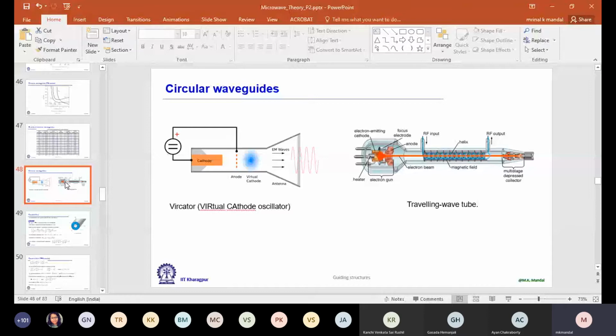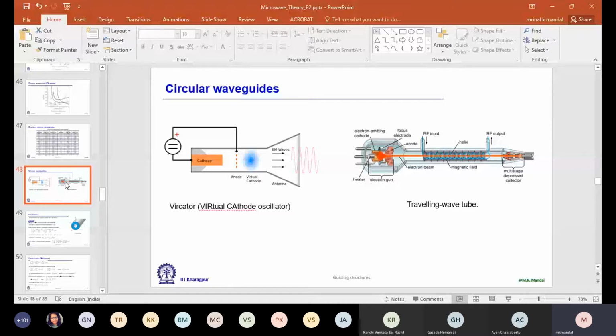So here I'm showing 2 popular microwave sources. The right-hand side one we can also use as an amplifier. They are still being used in different applications. The left-hand side is called the Vircator. It is used for high power pulse generation, particularly in electromagnetic jamming. Even how high this power can go: it can go up to gigawatt. Can you imagine? Kilowatt, megawatt, then gigawatt. The peak power can go to gigawatt level.